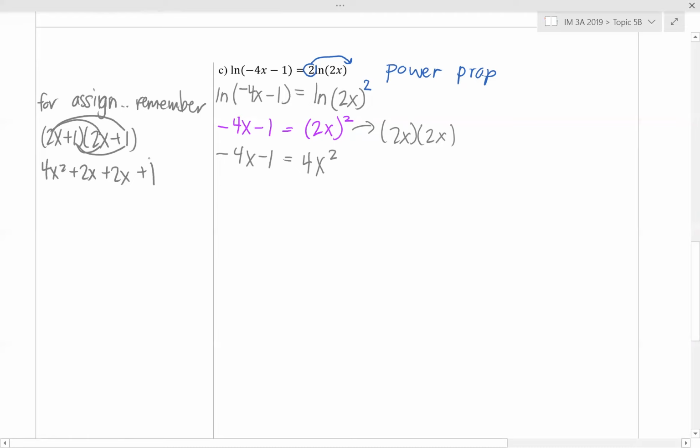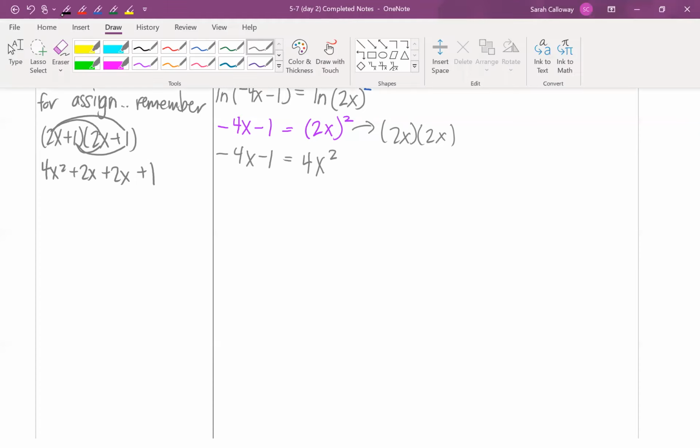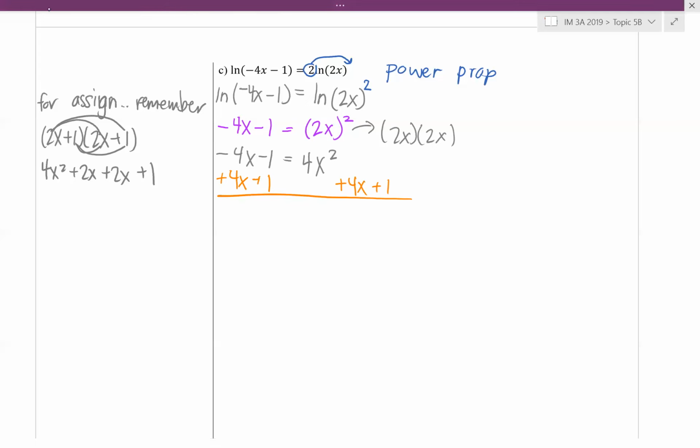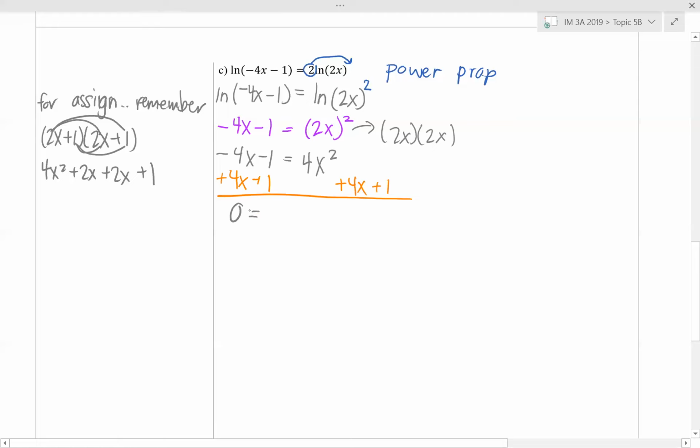Remember that our goal here is that the x squared term is positive. Currently the x squared term is positive, so I want to keep it there. I'm going to move the other two terms towards it, so I'm going to add 4x and add 1 to both sides. Again, I'm just rearranging so that I have 0 on one side. Normally, we would move the least amount of terms over, but it's important that that leading term a is positive in order to factor.